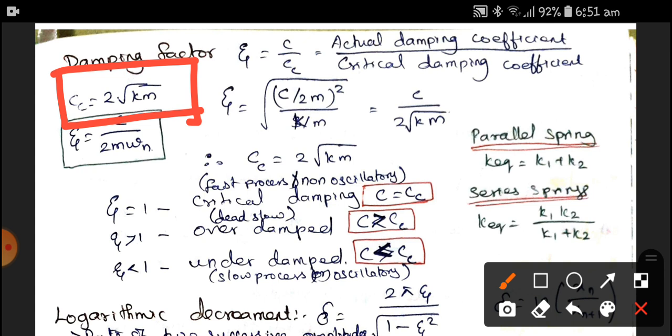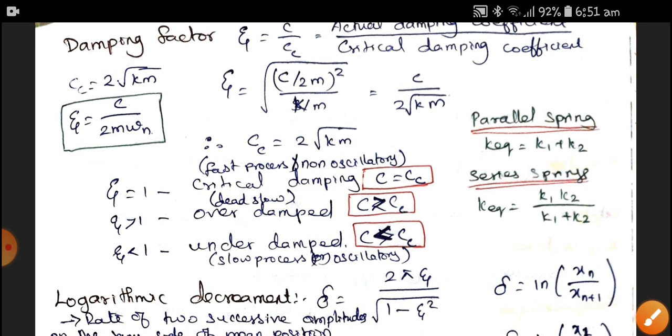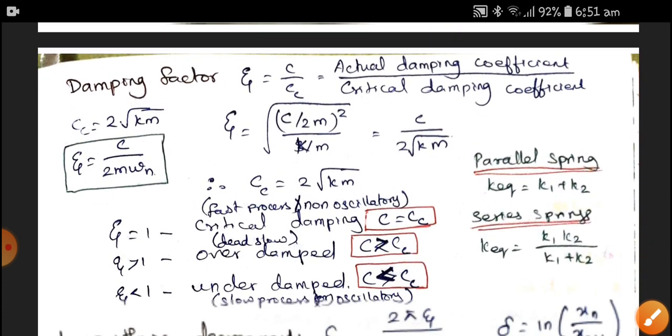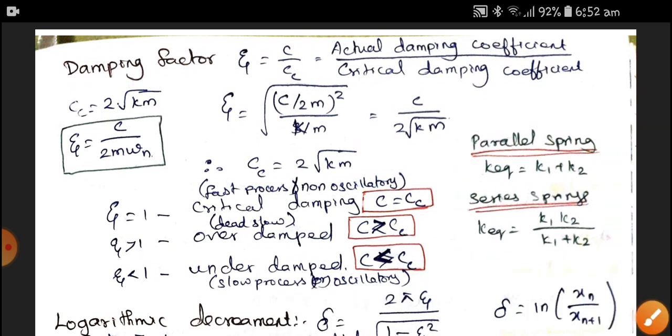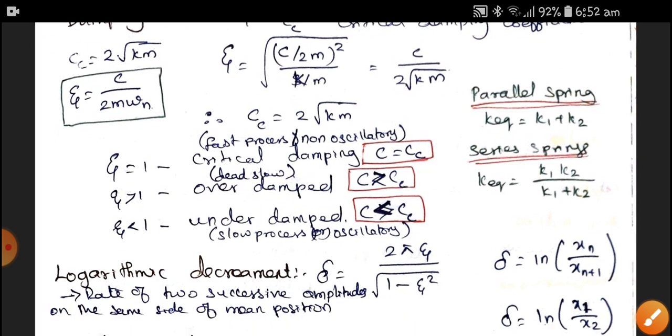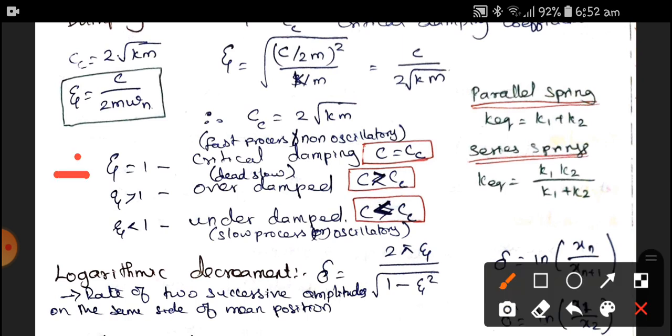And here we have an important one: when the springs are in parallel and series, we have to find the equivalent stiffness. For parallel springs, the equivalent stiffness is K1 plus K2, and for series springs, K equivalent is equal to K1 K2 divided by K1 plus K2. And with the damping factor, we can subdivide damping into three kinds: one is critical damping, another is over damping, and another is under damping.